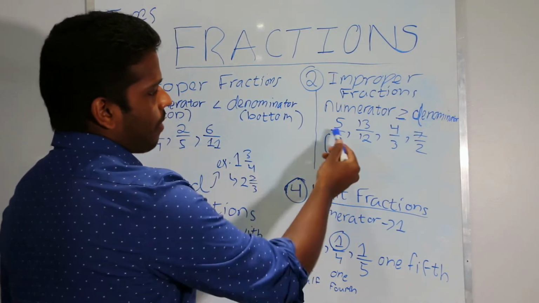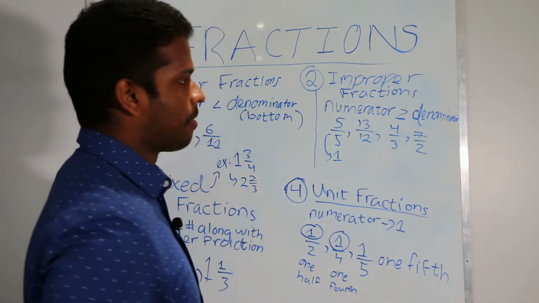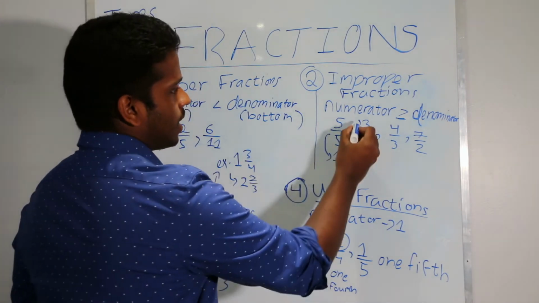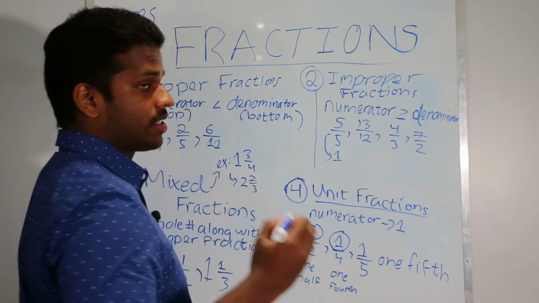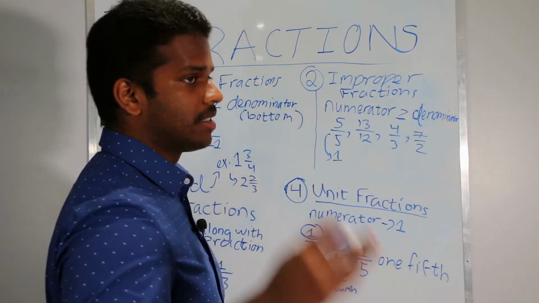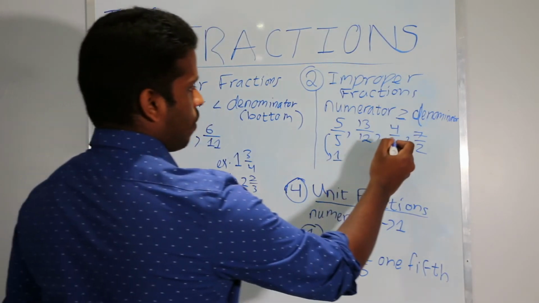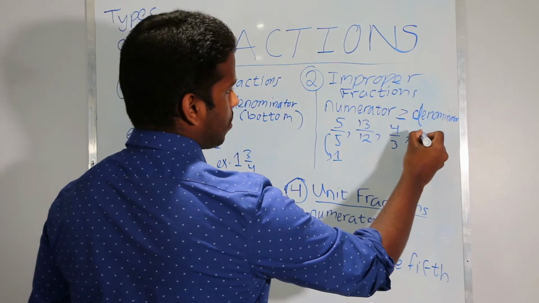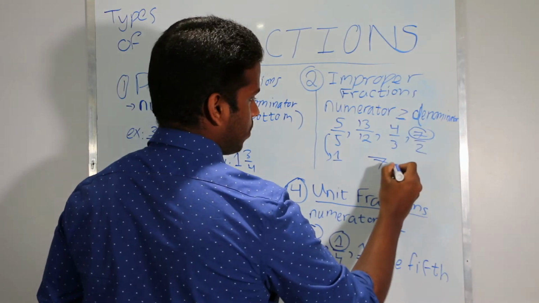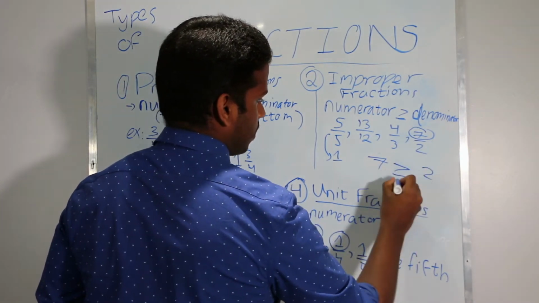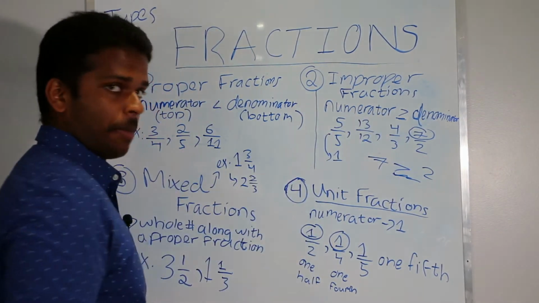For examples, I put 5 over 5 because the numerator is equal to the denominator, so that would be considered an improper fraction. A lot of people don't know that. A lot of people just think the numerator has to be greater than the denominator, but if the numerator is the same as the denominator, that's also considered an improper fraction. And then we have 4 over 3, 7 over 2. See how the number on the top is greater than the number on the bottom. If we take a look at this one, we see that 7 is greater than 2, so this is considered an improper fraction.